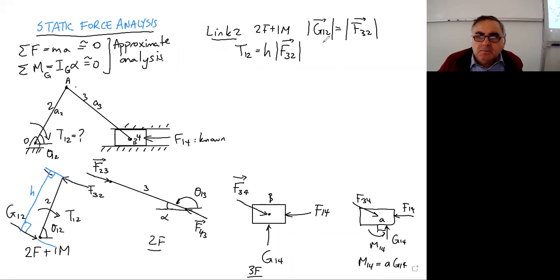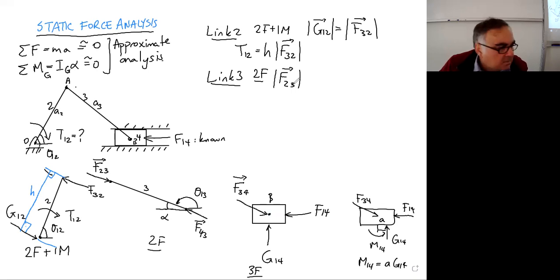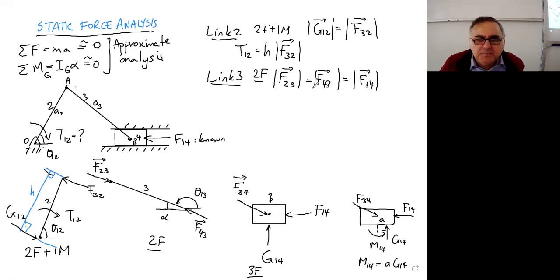Okay, so we write these equations. For link 3, this is a two-force member. Okay, we have F23 is equal to F43 magnitude wise, and that is equal to F34. And as a matter of fact, this is equal to F32 also.